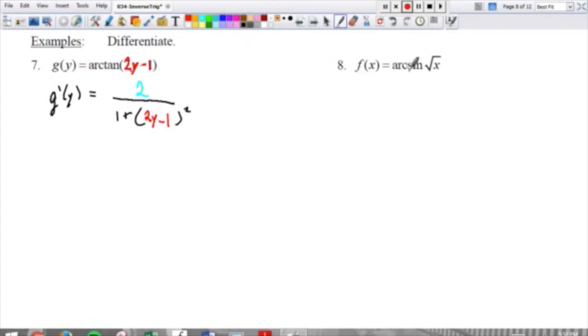F of x equals arc sine. Arc sine, so I'm going to use the arc sine rule. F prime of x equals 1 over the square root of 1 minus blah squared.